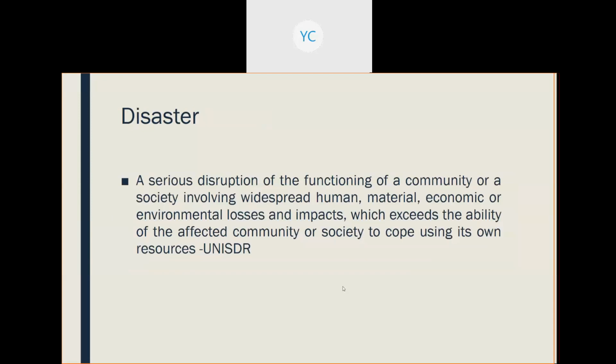Okay, so disaster, according to the UNISDR's definition, is a serious disruption of the functioning of a community or a society involving widespread human, material, or economic and environmental losses and impacts, which exceeds the ability of the affected community or society to cope using its own resources. So, this last line, when it says which exceeds the ability of the affected community, later on I will show you some of the disaster charters.